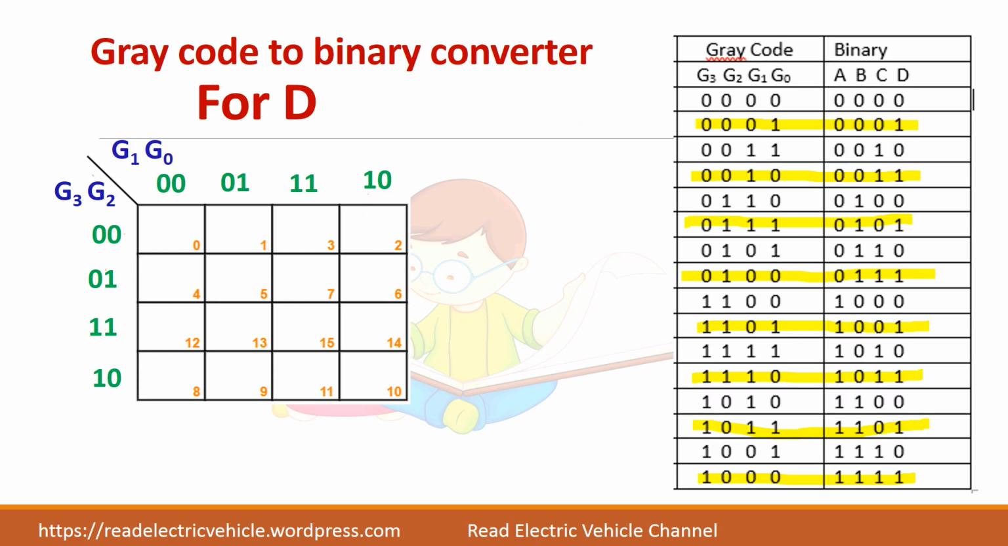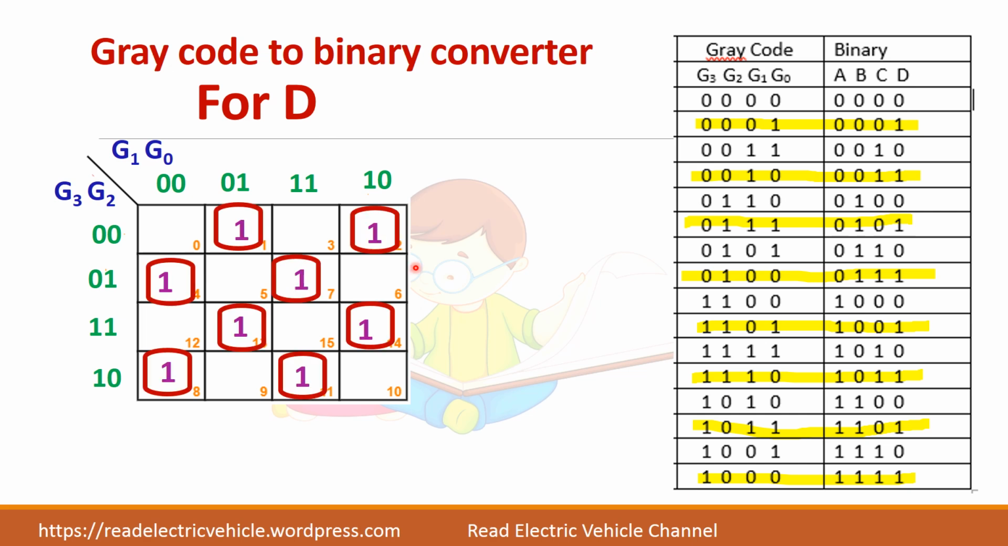Next we will see about gray code to binary converter. So here the input is gray code. In the K-map, the input variables are G3, G2, G1 and G0, and the output variables are A, B, C, D. So first let us take D and mark the K-map. You can see that none of the ones can be combined together. So we need to write the expression for each and every one.